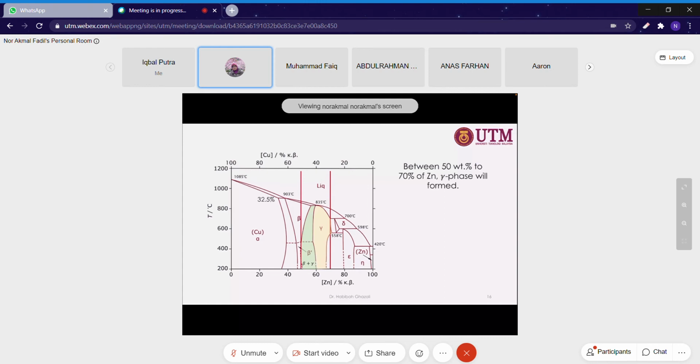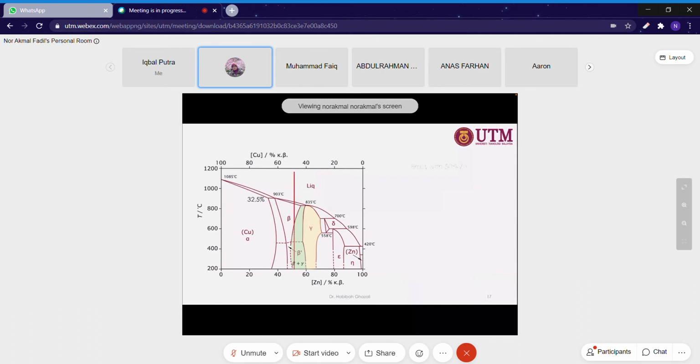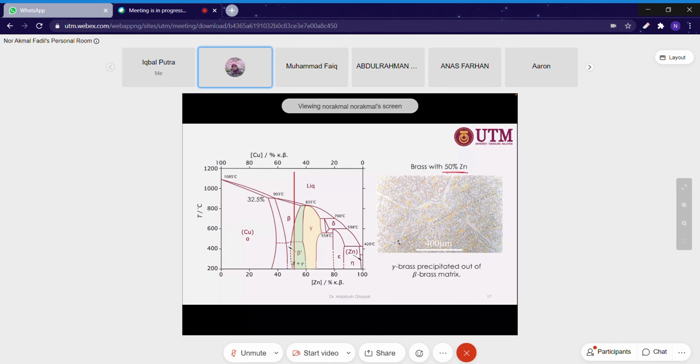Okay, between 50% to 70% of zinc, we have a gamma phase. Okay, so if you have an alloy containing 50 to 70%, you have gamma, and this is the cubic lattice of the gamma. And for example, like this kind of alloy which contains 50% of zinc, okay, gamma precipitates out of the beta brass matrix.